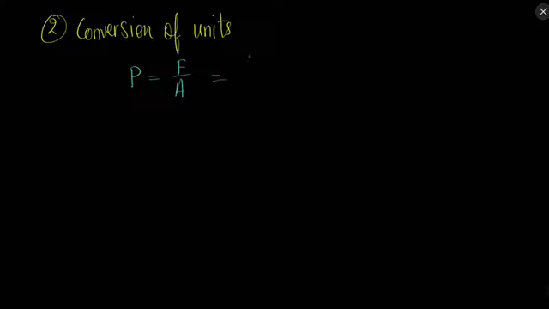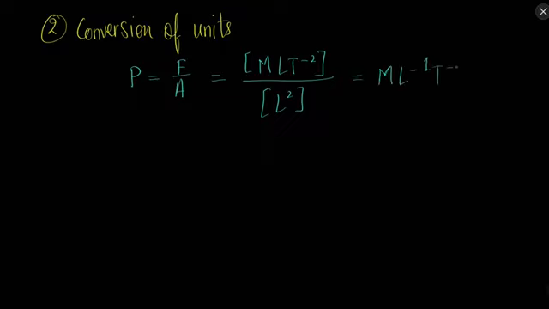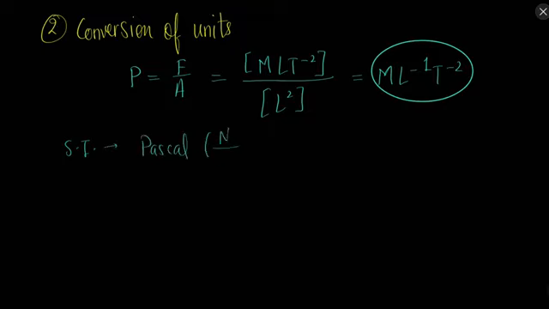Now what are the dimensions? Dimension of force is M L T minus 2, dimension of area, area is length into breadth, so L square. So ultimately we get M L minus 1 T minus 2. So these are the dimensions for pressure. Now the SI unit of pressure is Pascal. Pascal can be said to be Newton per meter square, fine.